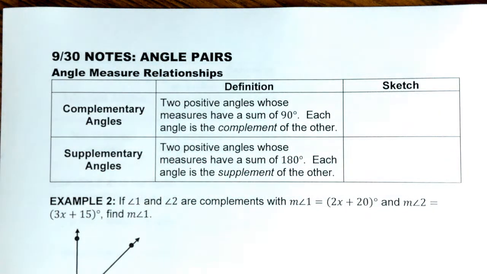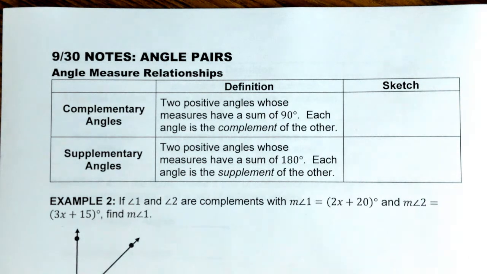All right, so our notes for angle pairs. We're going to talk about different kinds of angle pairs and how to figure out angle measurements with these specific angle pairs. These are new sets of vocabulary words that are going to be very, very important to make sure you add to your vocab list and are prepared for your vocabulary quiz.